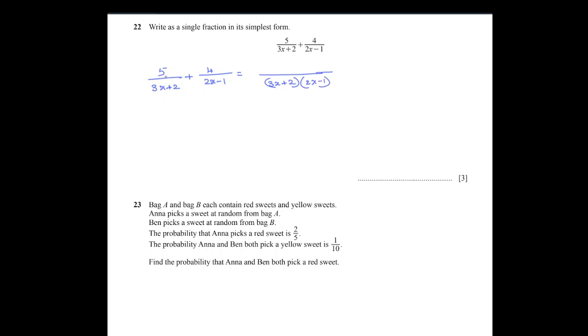Then when you are taking the numerators, you have to cross multiply. So 5 will be multiplied by 2x minus 1, 4 will be multiplied by 3x plus 2. 5 into 2x is 10x, 5 into minus 1 is minus 5, plus 4 into 3x is 12x, 4 into 2 is 8, over 3x plus 2 into 2x minus 1.